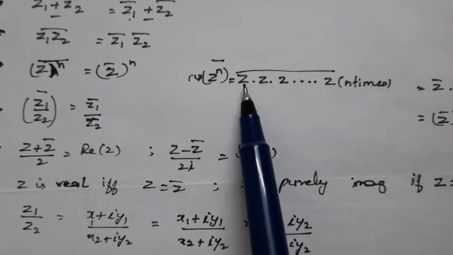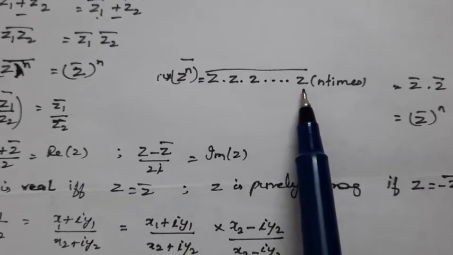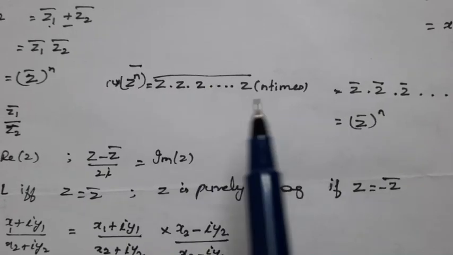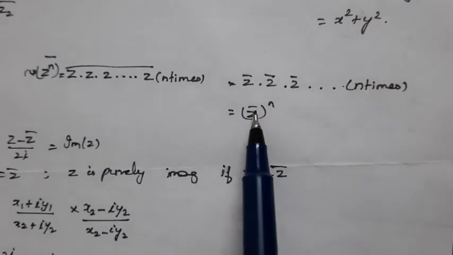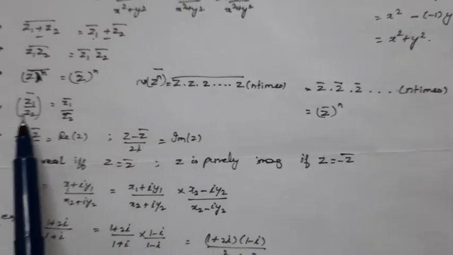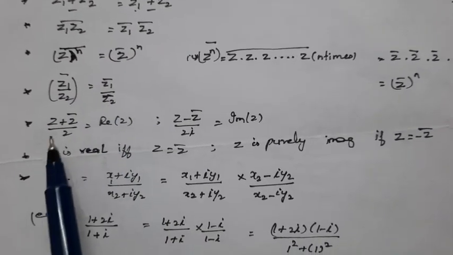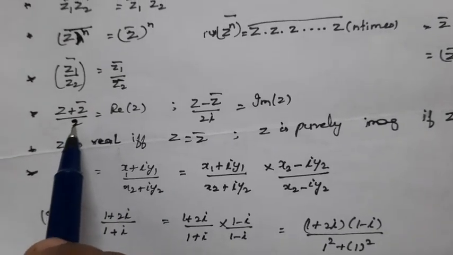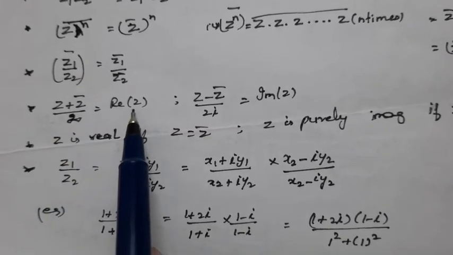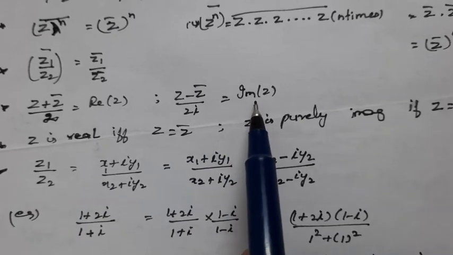What is the meaning of z to the n whole bar? On multiplying z n times and taking the conjugate, according to this rule, we can split it as z bar into z bar into z bar and so on, n times, that is z bar the whole power n. Then z1 by z2 the whole bar equals z1 bar by z2 bar. Then adding a complex number and its conjugate and dividing by 2, you will get the real part of z. And similarly, subtracting and dividing by 2i, you will get the imaginary part of z.